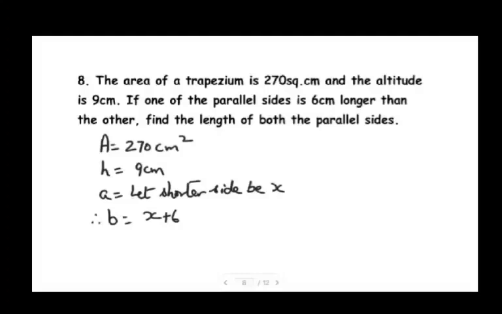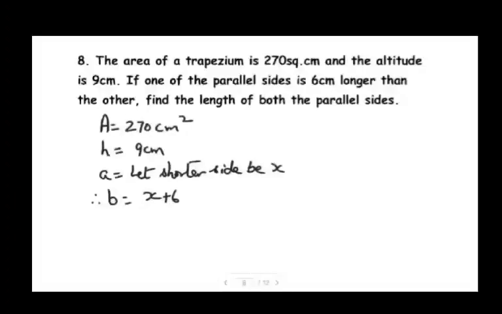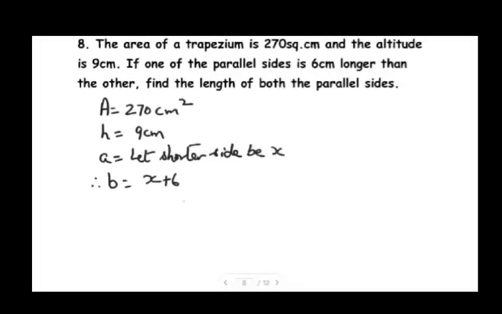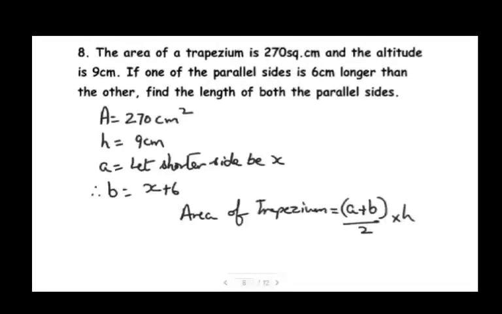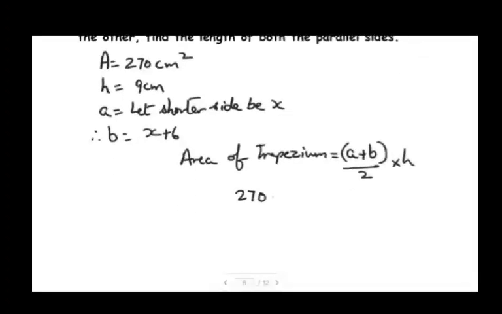If one of the parallel sides is 6 centimeters longer than the other, it means you have to add 6. Find the length of both the parallel sides. Area of trapezium is equal to (A plus B) upon 2 into H. Area is already given as 270. A we are going to take as x. B we are going to take as x plus 6, upon 2.